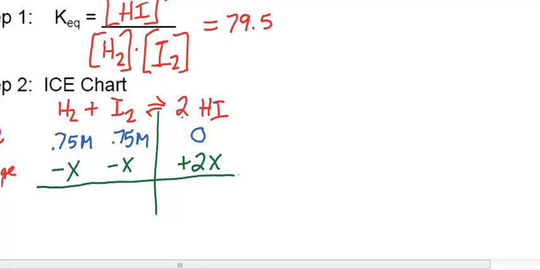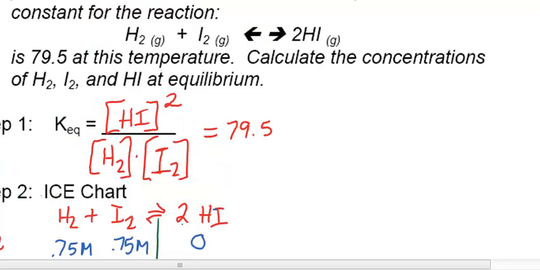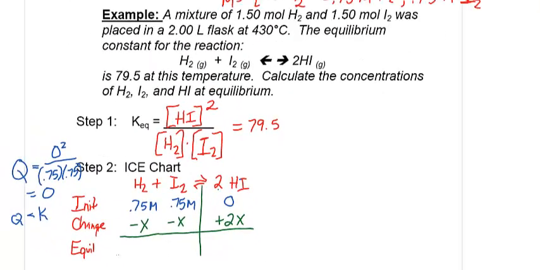So we could fill in our equilibrium row. That would be 0.75 minus x, 0.75 minus x, and then 2x at equilibrium. We can then take those numbers and plug them into our KEQ because we don't have any additional information.